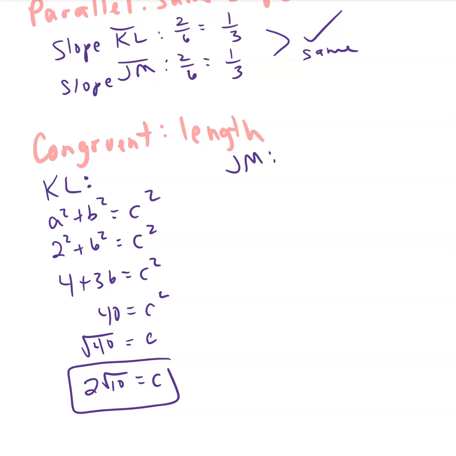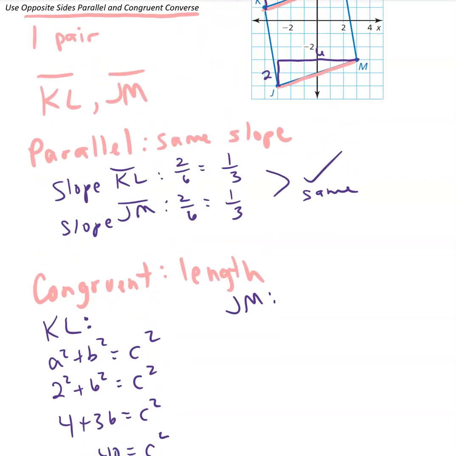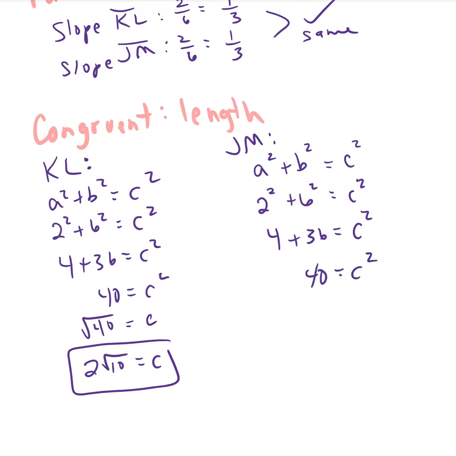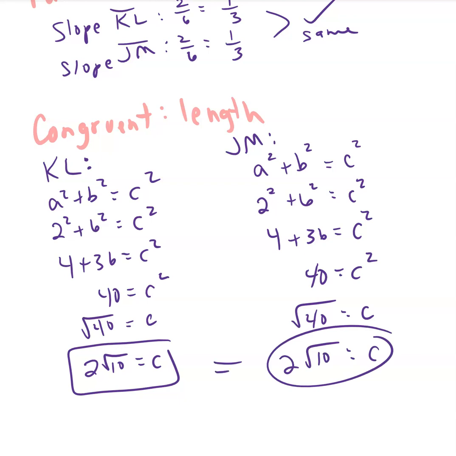Now we're finding the length of JM. And we notice that this triangle also has a leg of 2 and a leg of 6. So again, our work is going to look identical. It may seem a little tedious, but we're proving that we know how to show that they're the same. Just working through the Pythagorean theorem. Square root of 40 equals C, and again that simplifies to 2 times the square root of 10. So we see that those two things are equal.